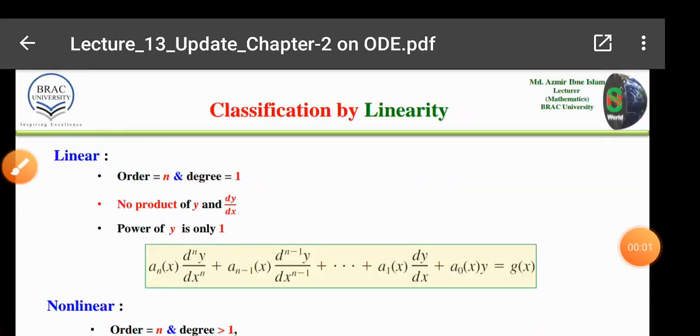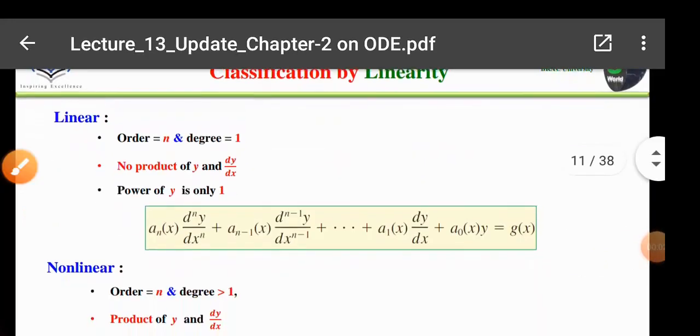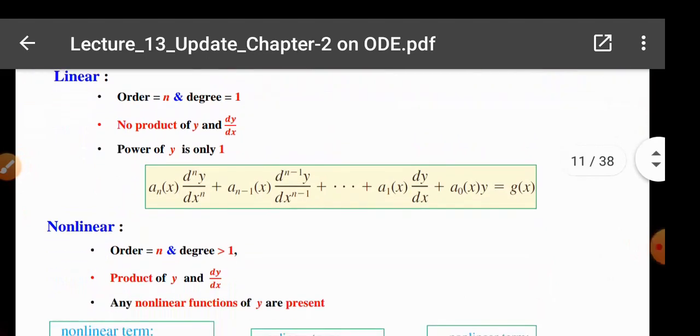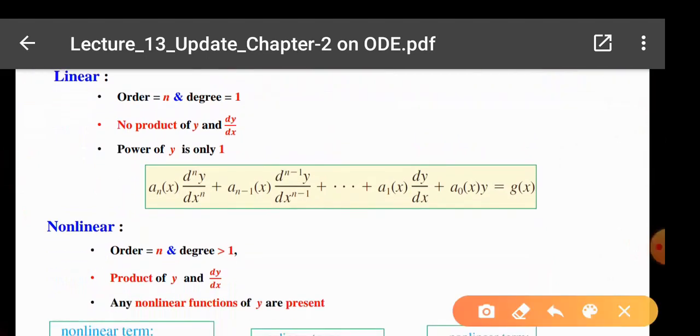Now, based on linearity, a differential equation may be called linear or nonlinear. A differential equation is called a linear differential equation if it is of this form. That means it may be of order n, but degree must be 1. At the same time, multiplication of dependent variable y and dy/dx is not allowed. Also, the power of y should be 1.